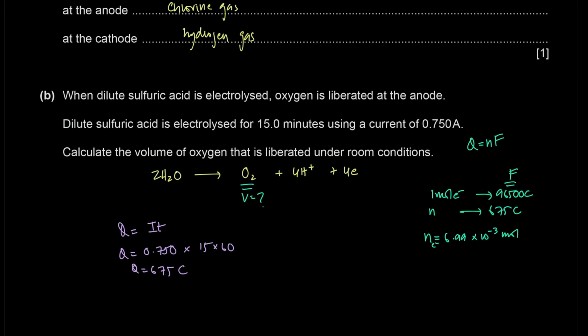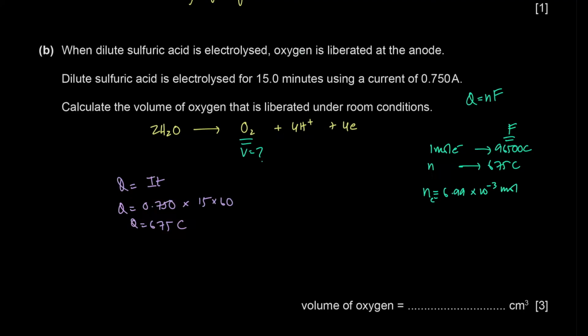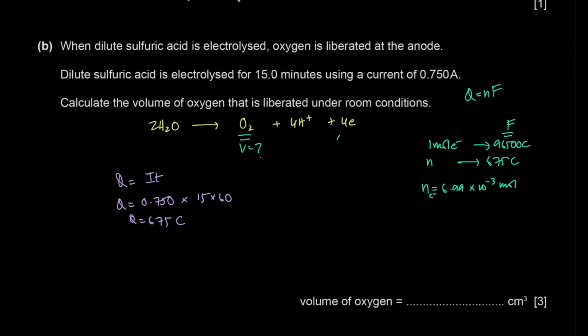So now that we have the number of moles of electrons, 6.99 times 10 to the power of negative 3 moles, we can say that the number of moles of oxygen is equal to the number of moles of electrons divided by 4.